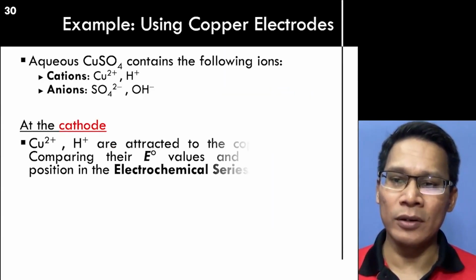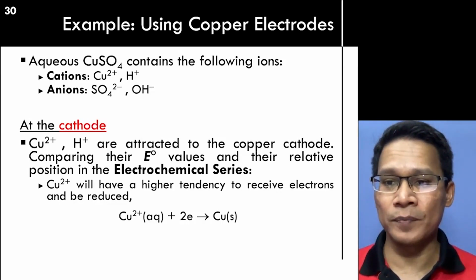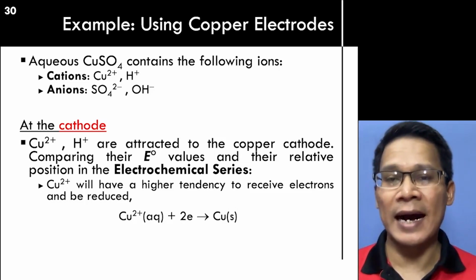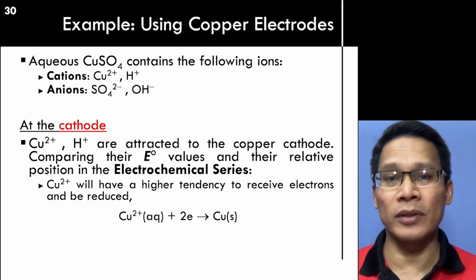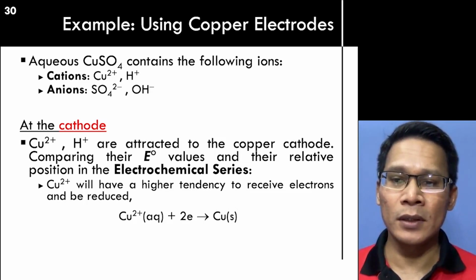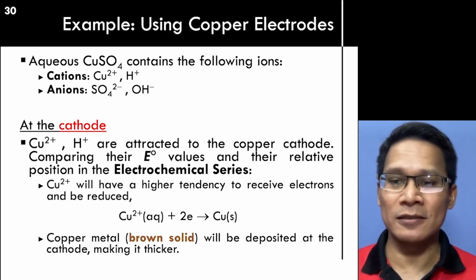Both copper ions and hydrogen ions are attracted to the copper cathode. Since copper has a higher E0 value than hydrogen ion in the standard reduction potential table, copper(II) ion will be reduced to copper metal. The copper metal will deposit around the copper cathode, making the cathode thicker.